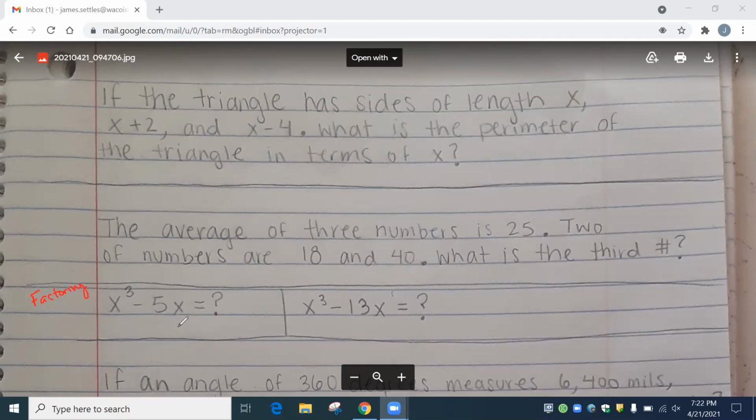So what we're going to do is we're going to factor out an x. So I'm going to remove this x. So I'm going to remove that x.